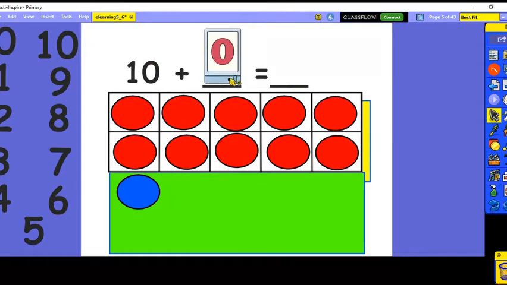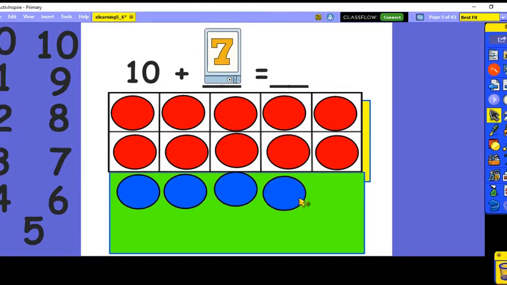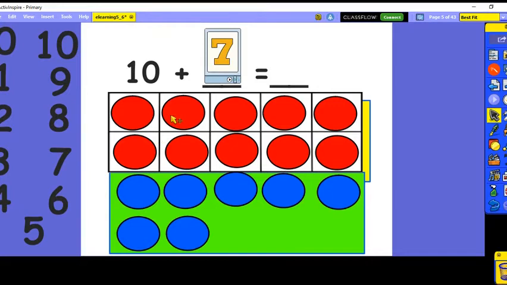Okay, let's do another one. Let's do a different one. 10 plus 7. 1, 2, 3, 4, 5, 6, 7. Okay, 10 and 7 more. 10, 11, 12, 13, 14, 15, 16, 17. 10 and 7 more is 17. So here's our 10. Here's our 10 and 7 ones to make 17.